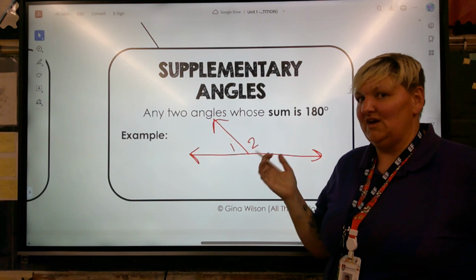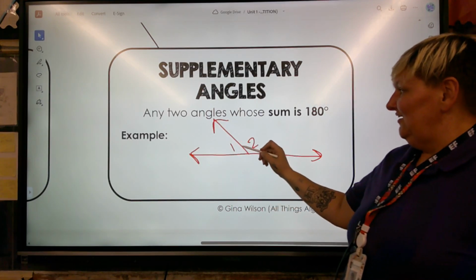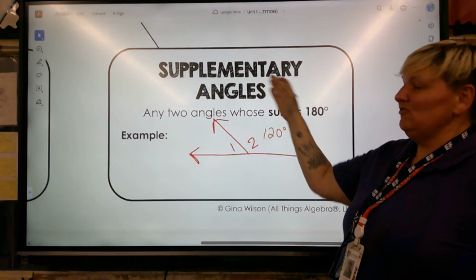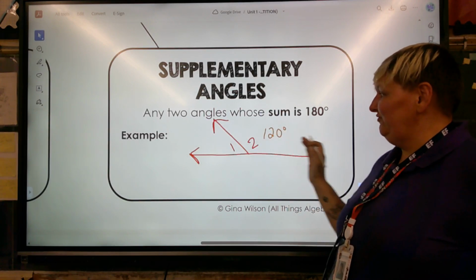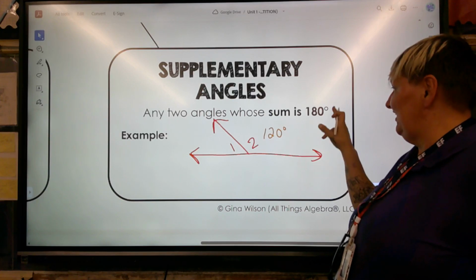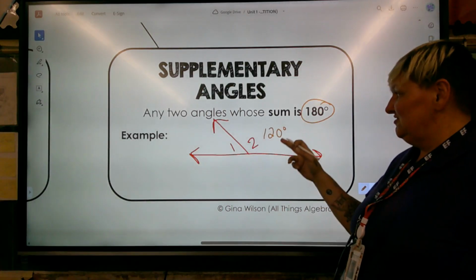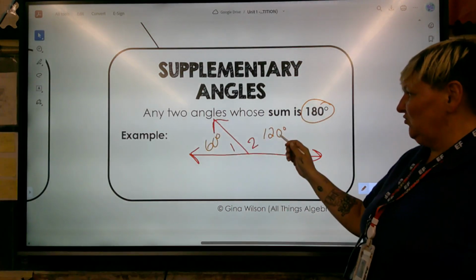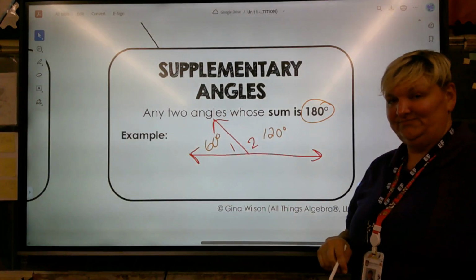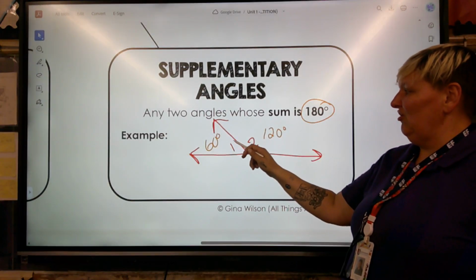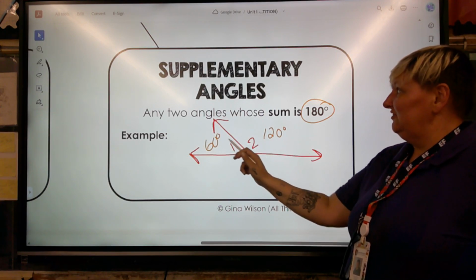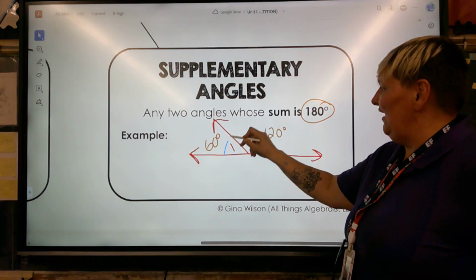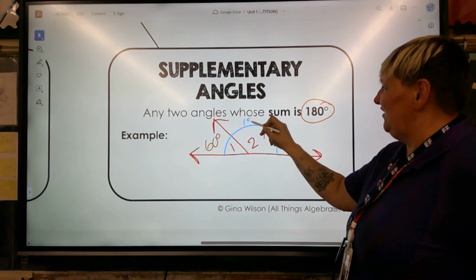Angles can have more than one type of relationship. And if this is 120 degrees, and it tells me that it's supplementary, or if you know that it's a straight line, then it has to equal 180 degrees. So if this is 120, this has to be 60, because 120 plus 60 is 180. So these are adjacent angles. They're also supplementary angles, because if you combine them, if you add them up, you get the 180 degrees.